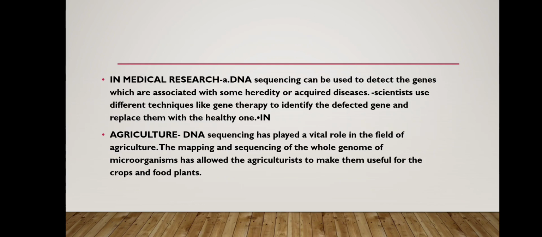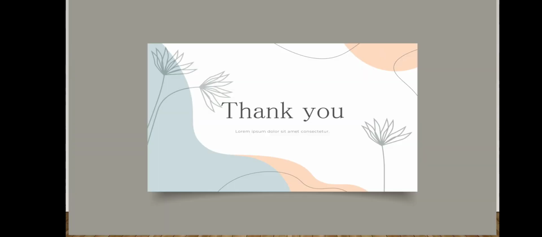Paternity of the child can be determined. Medical: DNA sequencing can be used to detect genes. Different techniques like gene therapy identify defective genes and replace them with healthy ones. Agriculture: DNA sequencing has played a vital role in the field. In agriculture, mapping and sequencing all the genes of microorganisms has allowed agriculture to make them useful for crops and food plants. Thank you.